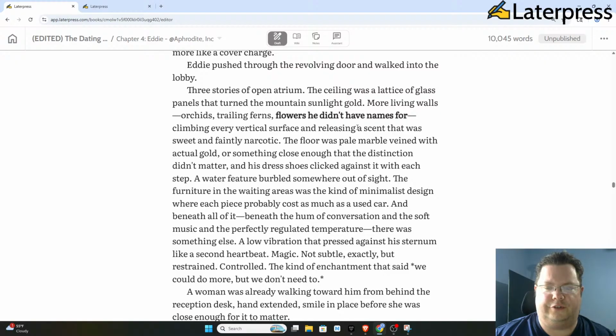Climbing every vertical surface and releasing a scent that was sweet and faintly narcotic.